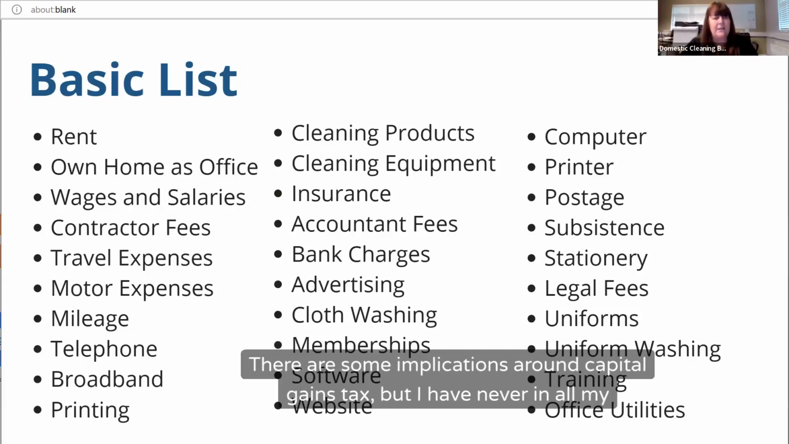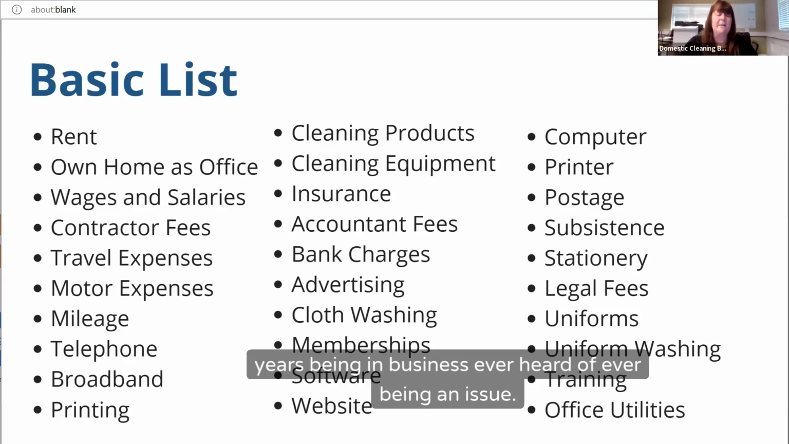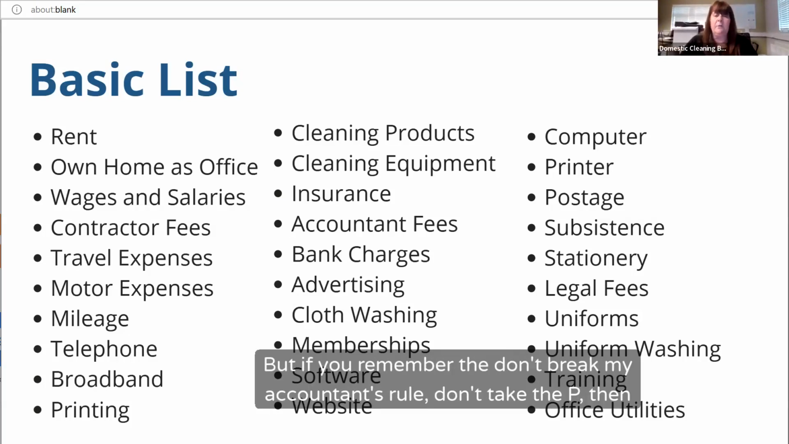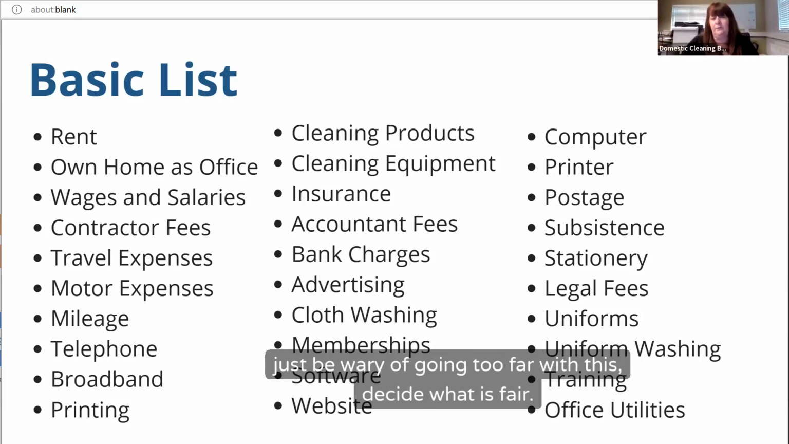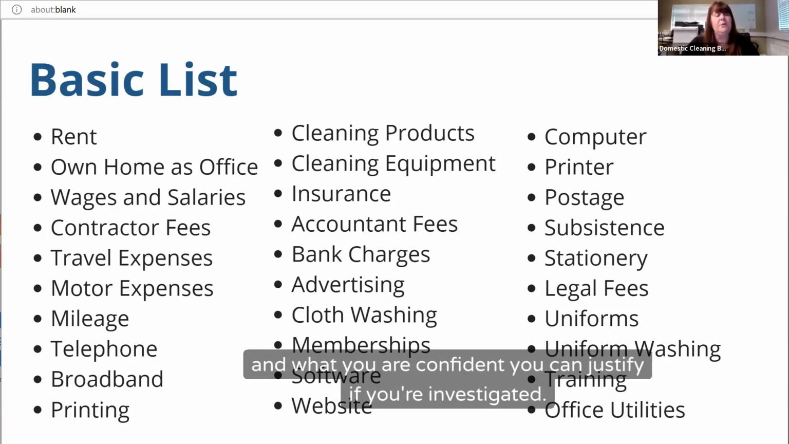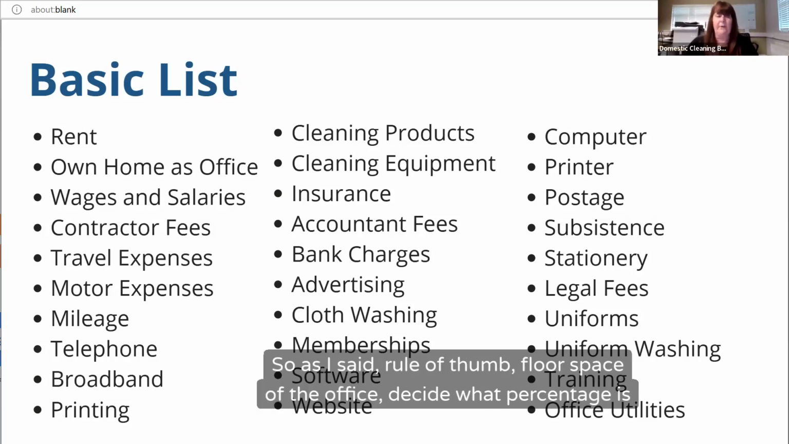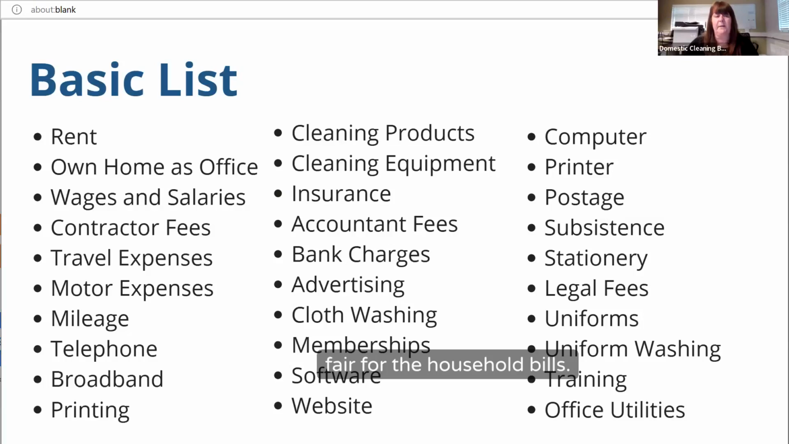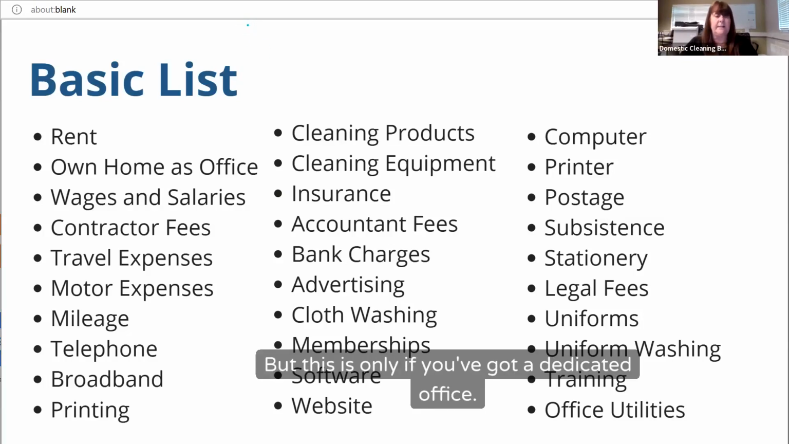There are some implications around capital gains tax, but I have never, in all my years being in business, heard of it ever being an issue. But if you remember my accountant's rule, don't take the P, then just be wary of going too far with this. Decide what is fair and what you are confident you can justify if you're investigated. So as I said, rule of thumb, floor space of the office, decide what percentage is fair for the household bills. But this is only if you've got a dedicated office.